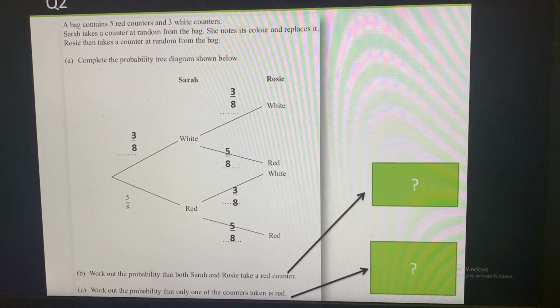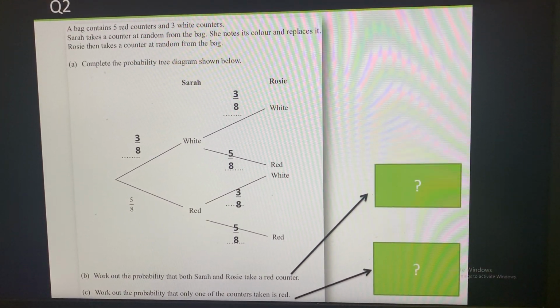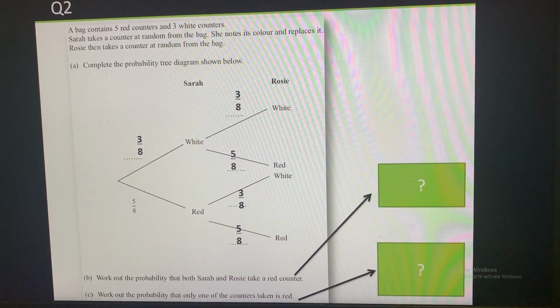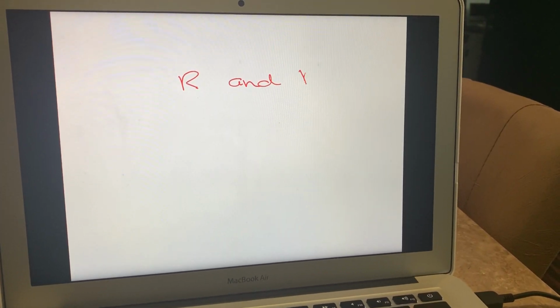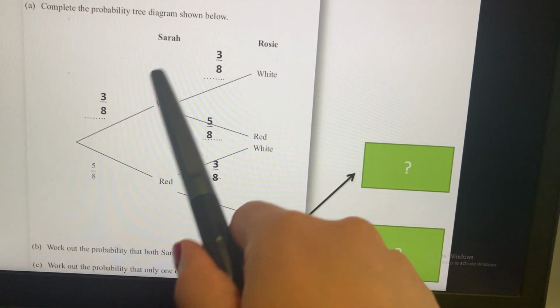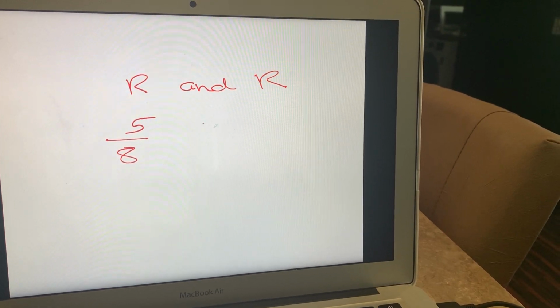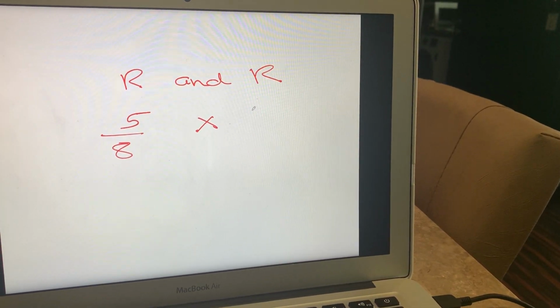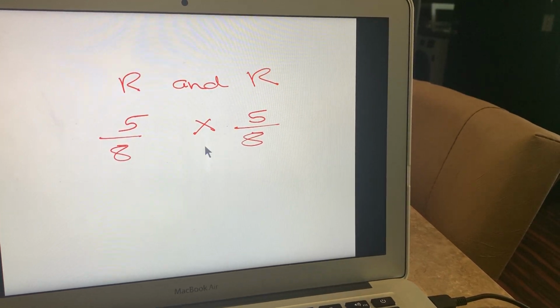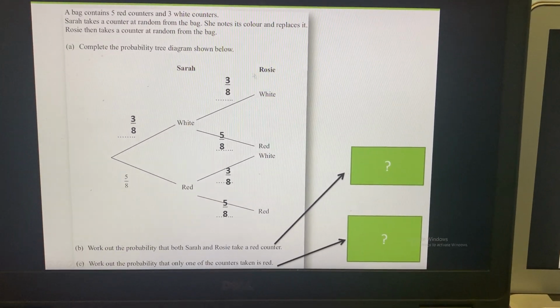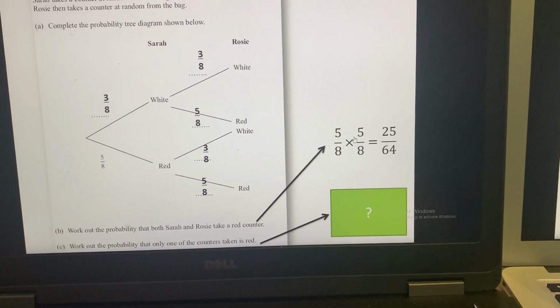So let's look at part B. Work out the probability that both Sarah and Rosie take a red counter. That means red for Sarah and red for Rosie. So if Sarah goes first, picking a red counter is 5/8, and "and" means to multiply. Red counter for Rosie is also 5/8, and you multiply that through and you will get your answer.